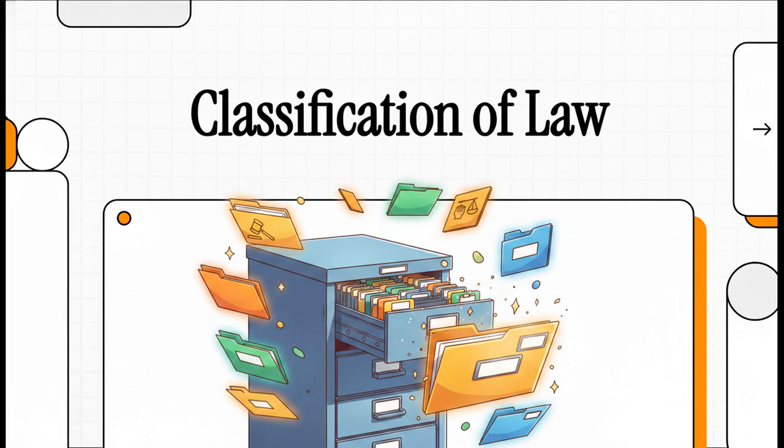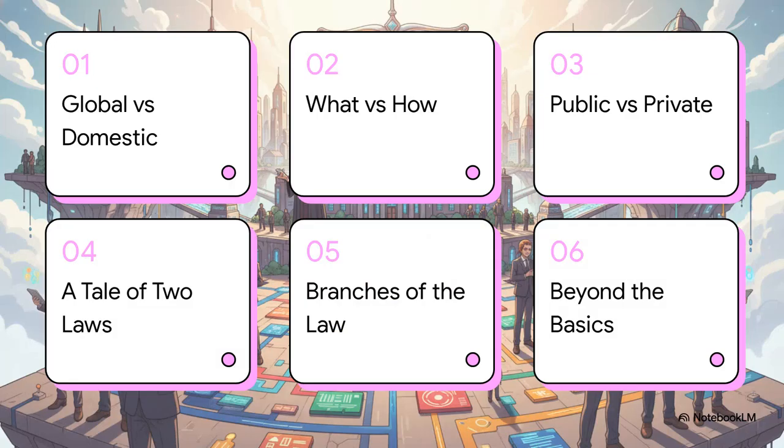Okay, let's dive into this explainer and crack open that first drawer. Here is our roadmap for today. We're going to start with global versus domestic law, look at the what versus the how, and then break down public versus private law. After that, we'll explore a tale of two laws, dive into the actual branches of the law, and finish up by going beyond the basics.